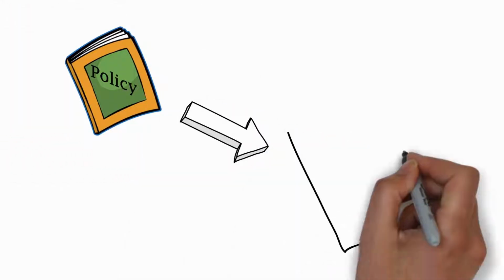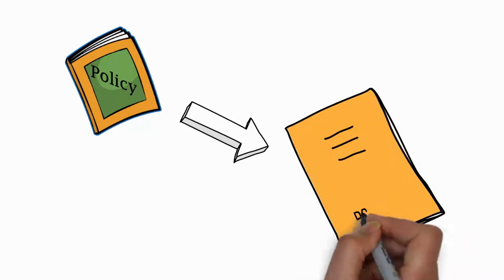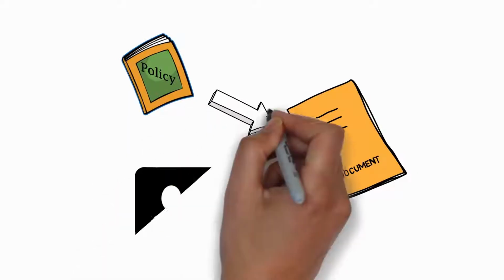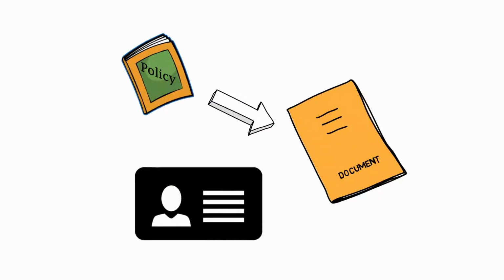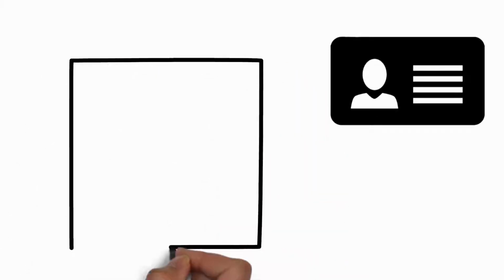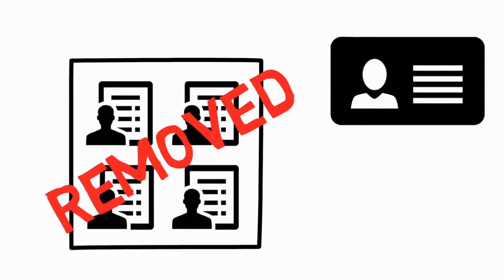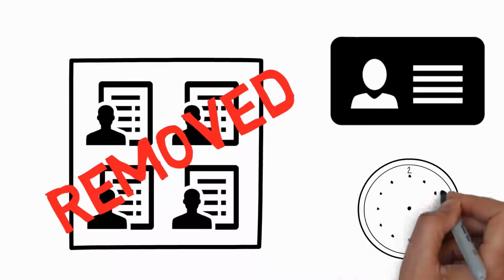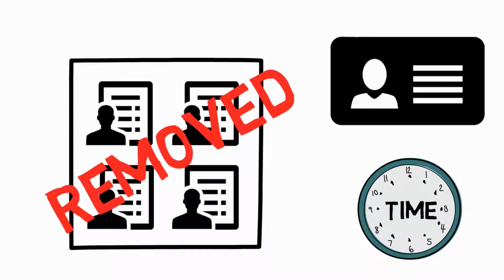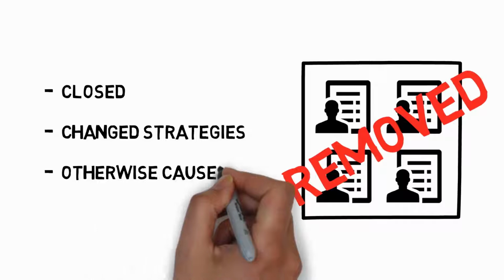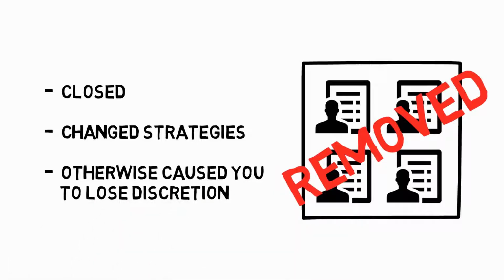Construct composites. After the GIPS P&P are created, firms can use these policies to construct the composites defined in the policy document. To do this, firms must first identify all of the accounts that meet the definition of a composite. In other words, group all accounts by strategy, but then remove accounts that do not meet the firm's definition of discretion or that do not meet a composite-specific rule, such as minimum account size. Then, determine the correct time to include each account, as well as remove any account that closed, changed strategies, or otherwise caused you to lose discretion.